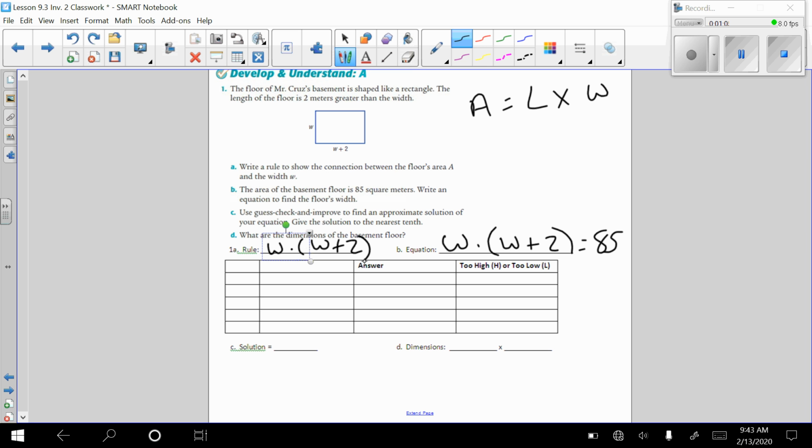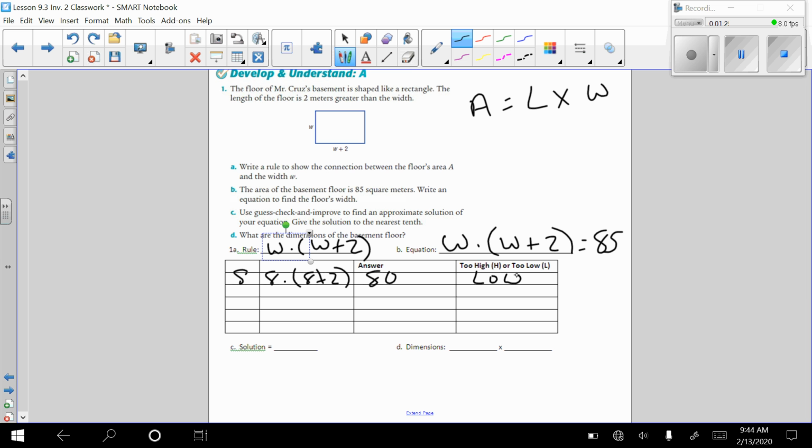Now we can use guess and check and improve to solve this. If I was going to start with a number, let's just pick a number. I'm going to pick 8. 8 times 8 plus 2 is how much? Well, remember I have to add first because that's in parentheses. That's 80. Well, that is too low.